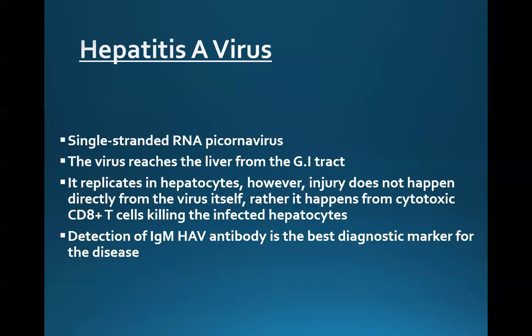It's a single-stranded RNA virus and reaches the liver from the GI tract, and replicates in the hepatocytes. Now, that may cause some injury, but the main injury is going to accompany the inflammatory response mounted against those virally infected cells, eventually killing them.